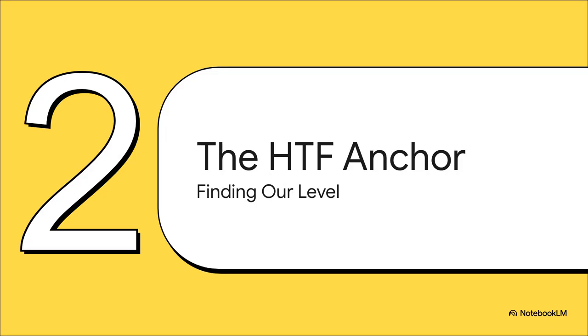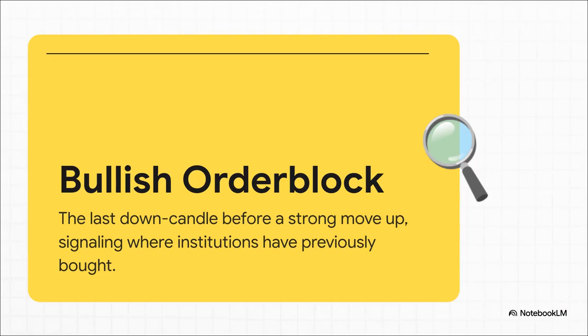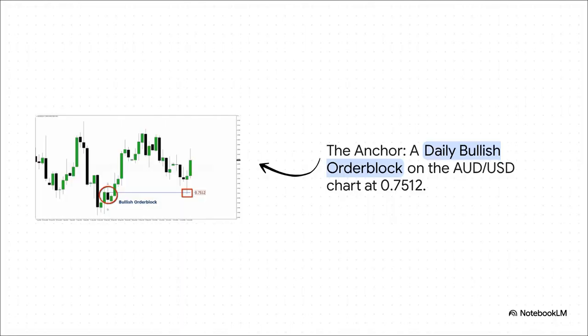Okay, so once we've got that big picture bias, it's time for step 2, finding our anchor. This is that one specific, super high probability level that the whole trade is going to hinge on. For us, that anchor is usually a classic ICT concept, the order block, specifically a bullish order block. You can almost think of it like a giant footprint left in the sand by institutions. It's that very last down candle right before a huge explosive move up. It screams, hey, the big banks bought here, and it's where we expect them to step in and defend that price again.